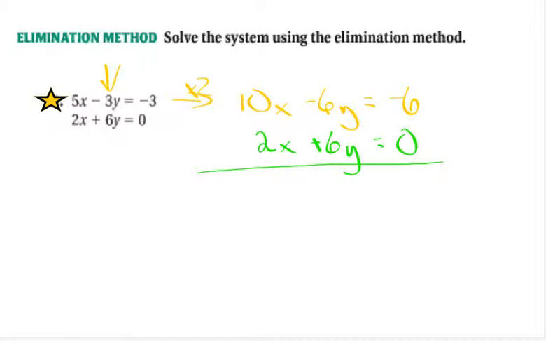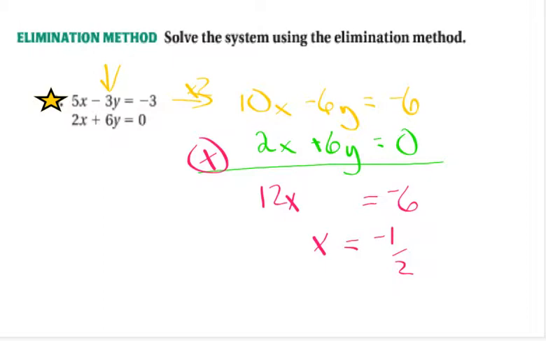Now, if I choose to add, I'm going to get 12x, and notice my y's, a negative 6y plus 6y ends up being zero, it's gone, equaling negative 6. I then find, by dividing both sides by 12, negative 6/12, or negative 1/2. That's my x value. I'm still searching for my y.